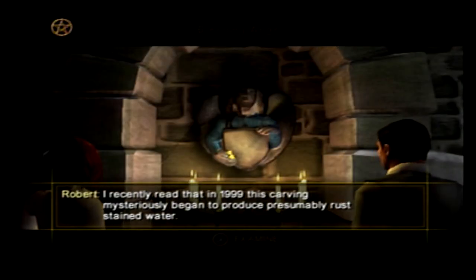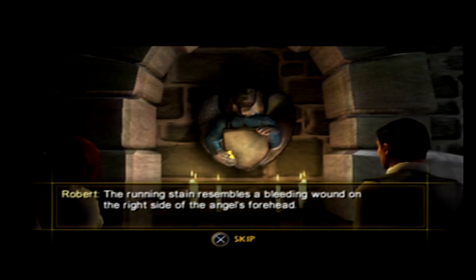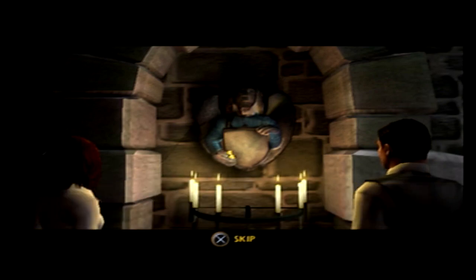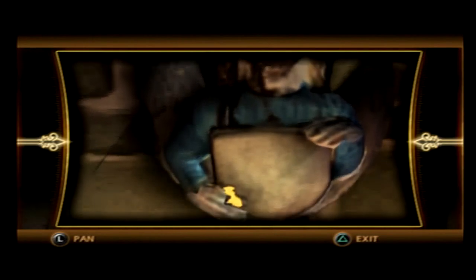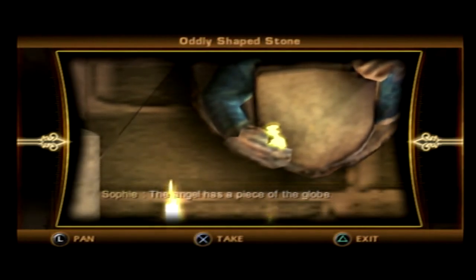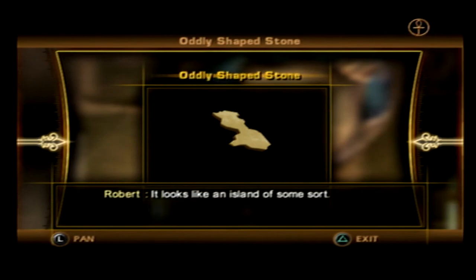Is this an earth? I recently read that in 1999, this carving mysteriously began to produce presumably rust-stained water. The running stain resembles a bleeding wound on the right side of the angel's forehead. Ouch. But the angel has a piece of the globe in your hand. It looks like an island of some sort.